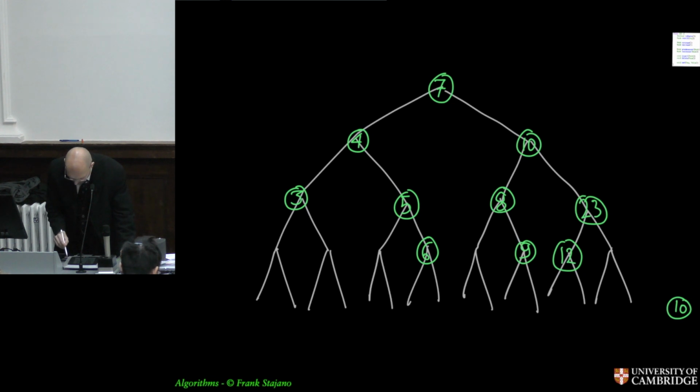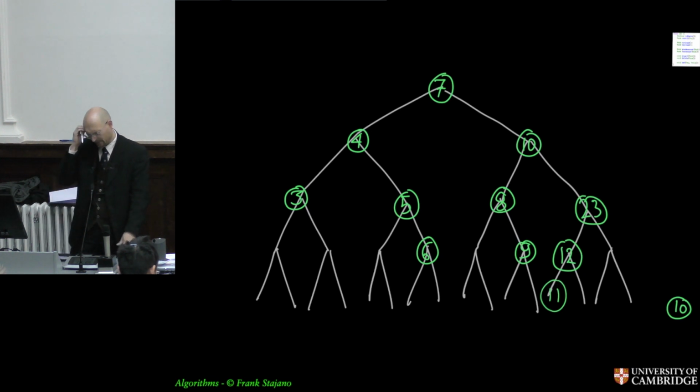I could insert another value, such as 11 here, for example. That is okay, because 11 is smaller than 12, so it's on the left, but it's also smaller than 23. It's bigger than 10, it's bigger than 7. So that's the right place for 11. Well, actually, how do I find the right place for any node?